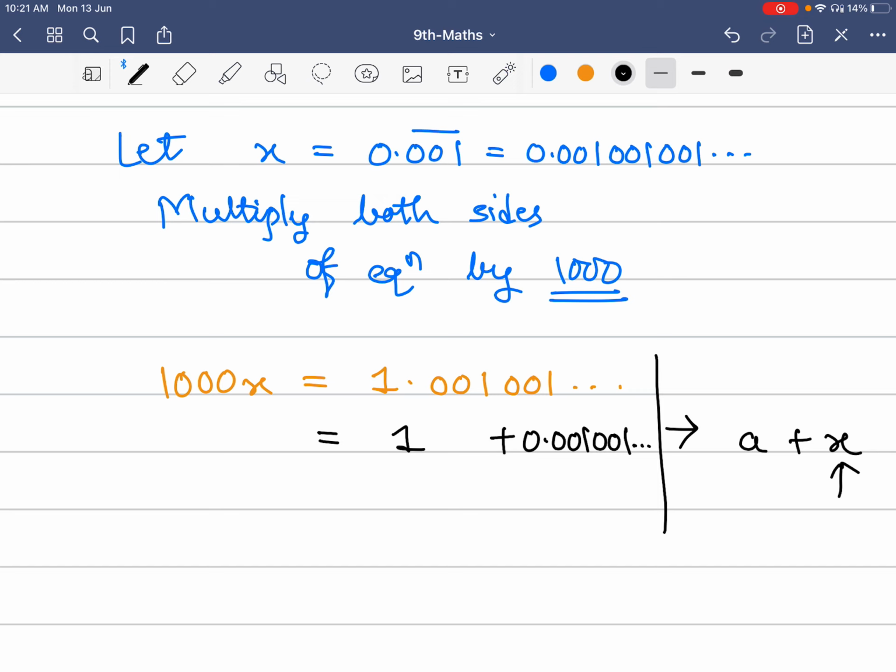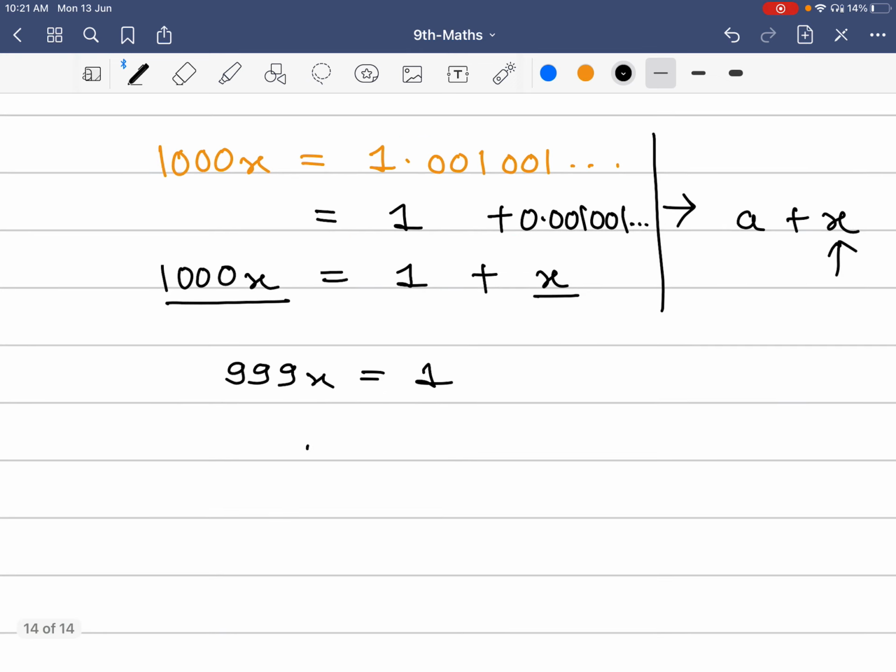And thus we continue. This is nothing but 1 plus x, the x that we assigned. Let x be equal to this, and we have 1000x on our left hand side. Now I'm going to rearrange the equation so that x is on one side. So 999x will be equal to 1. Therefore x is going to be 1 divided by 999.